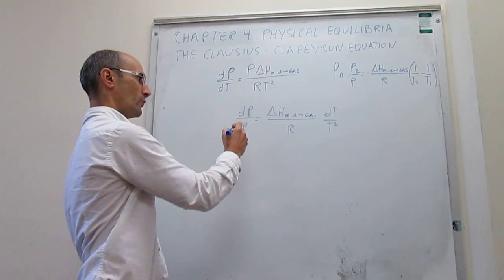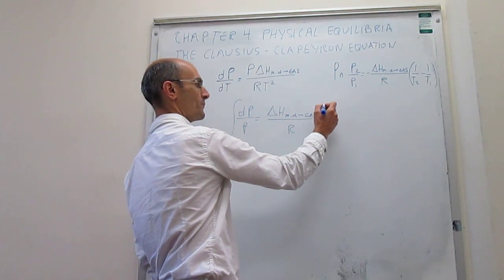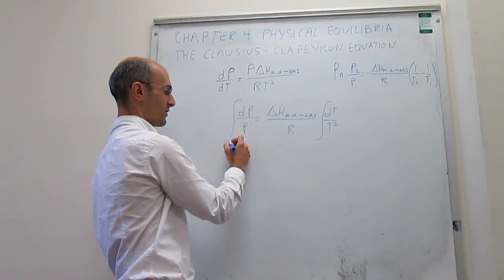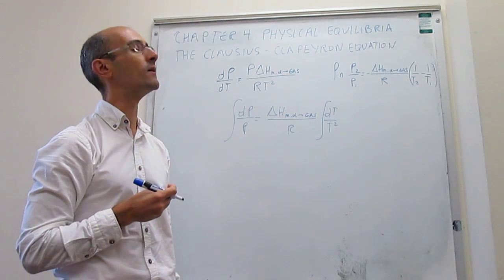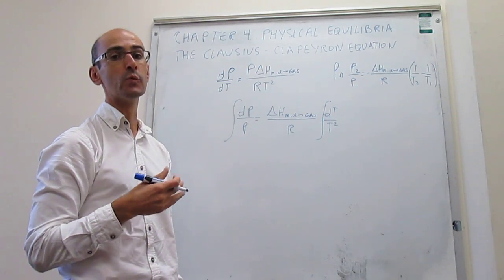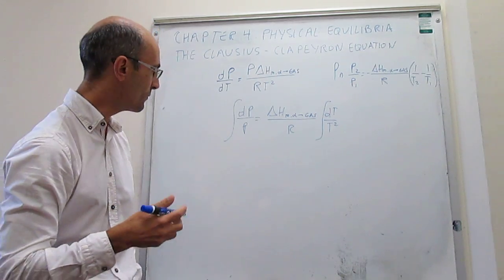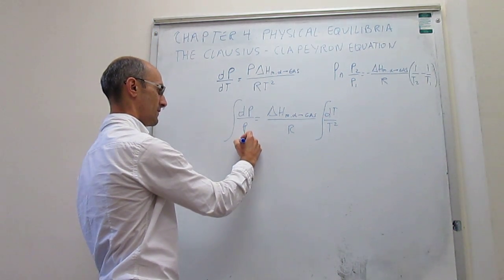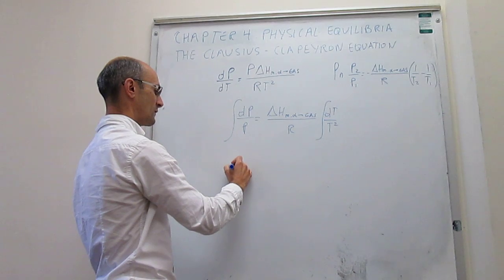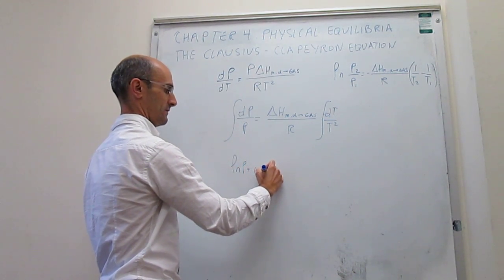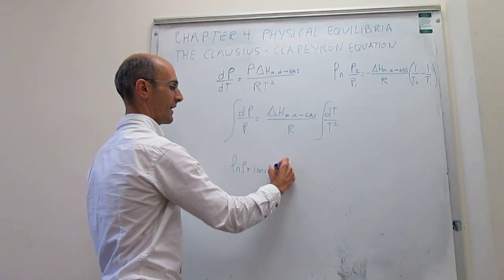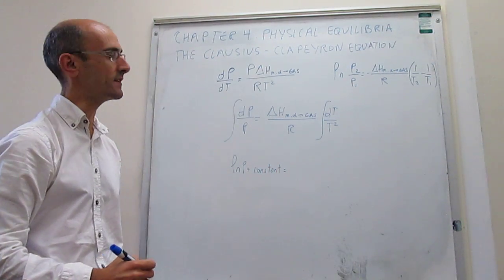Okay? And the way that we have integrated this before is by using limits in the integral. But what we can try now is to actually see if we can do this without any integration limits. The way to do this is as follows. The integral of dP over P is simply natural log of P plus a constant. Okay, that's the only difference between having limits or no limits in the integral.